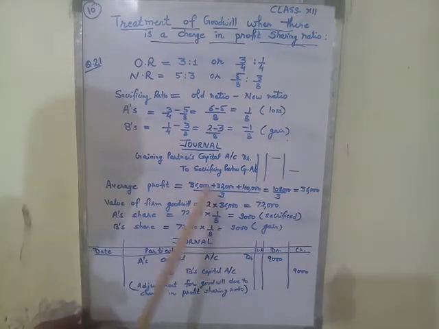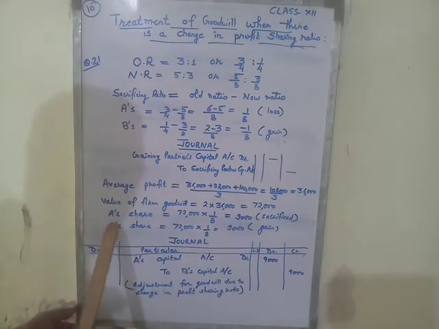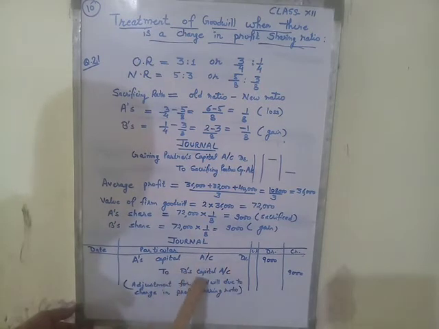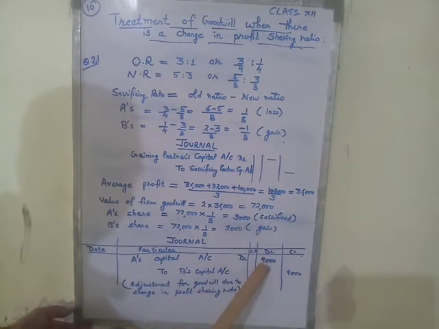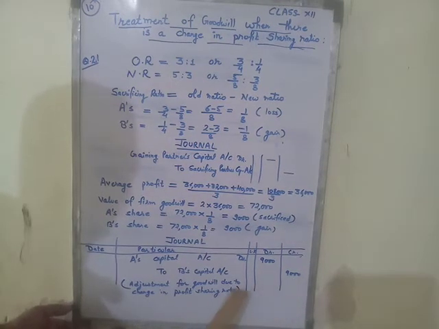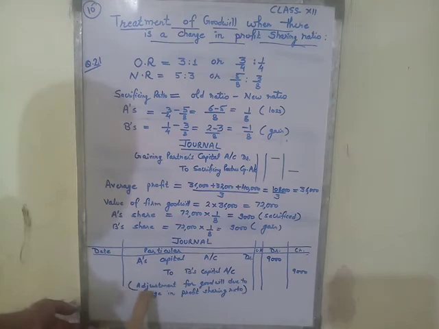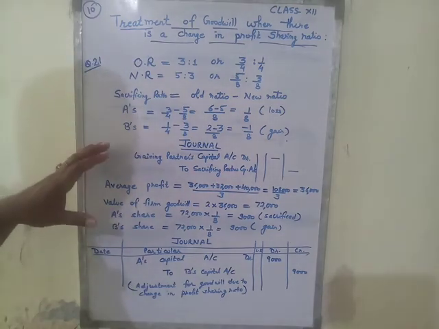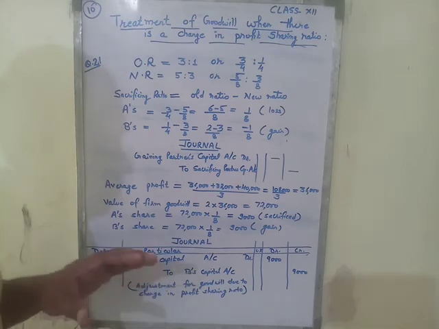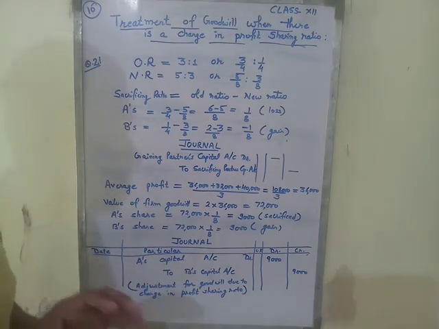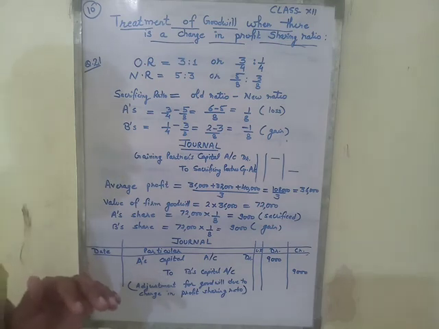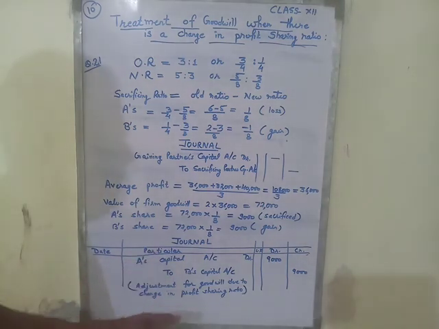So the journal entry is made on this basis. In this, B's capital account is debited to A's capital account. The sacrificing amount of 9,000 and the gaining amount of 9,000 are recorded in the accounts of partners A and B. After that, the narration: adjustment for goodwill due to change in profit sharing ratio. This is an adjustment of goodwill with the average profit method. We calculate goodwill, the goodwill is distributed, and the journal entry is passed.